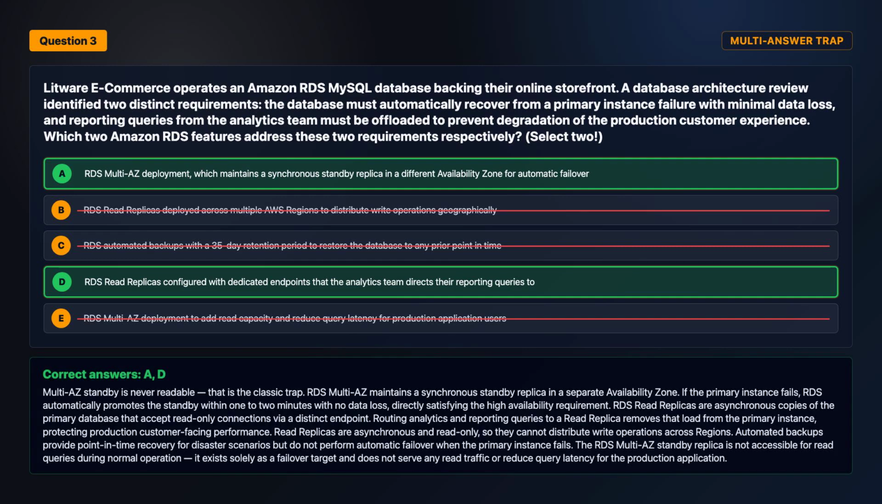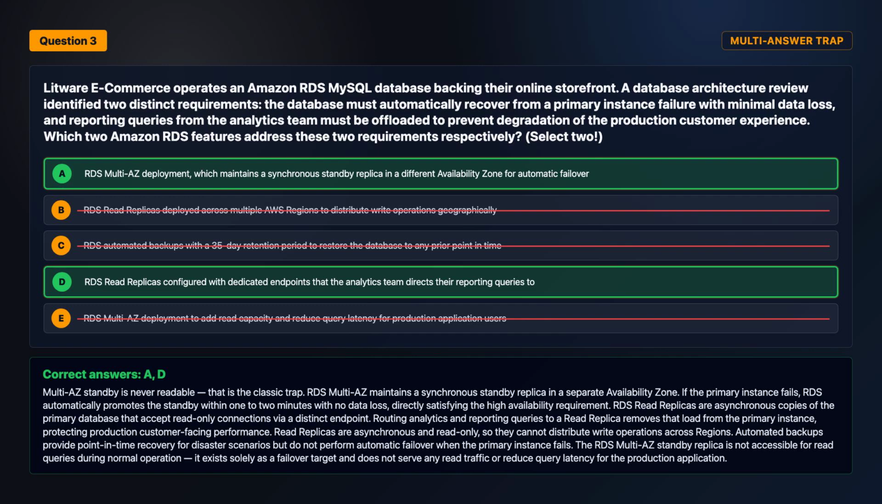The correct answers are option A and option D. Multi-AZ standby is never readable. That is the classic trap. RDS Multi-AZ maintains a synchronous standby replica in a separate availability zone. If the primary instance fails, RDS automatically promotes the standby within 1 to 2 minutes with no data loss, directly satisfying the high availability requirement.